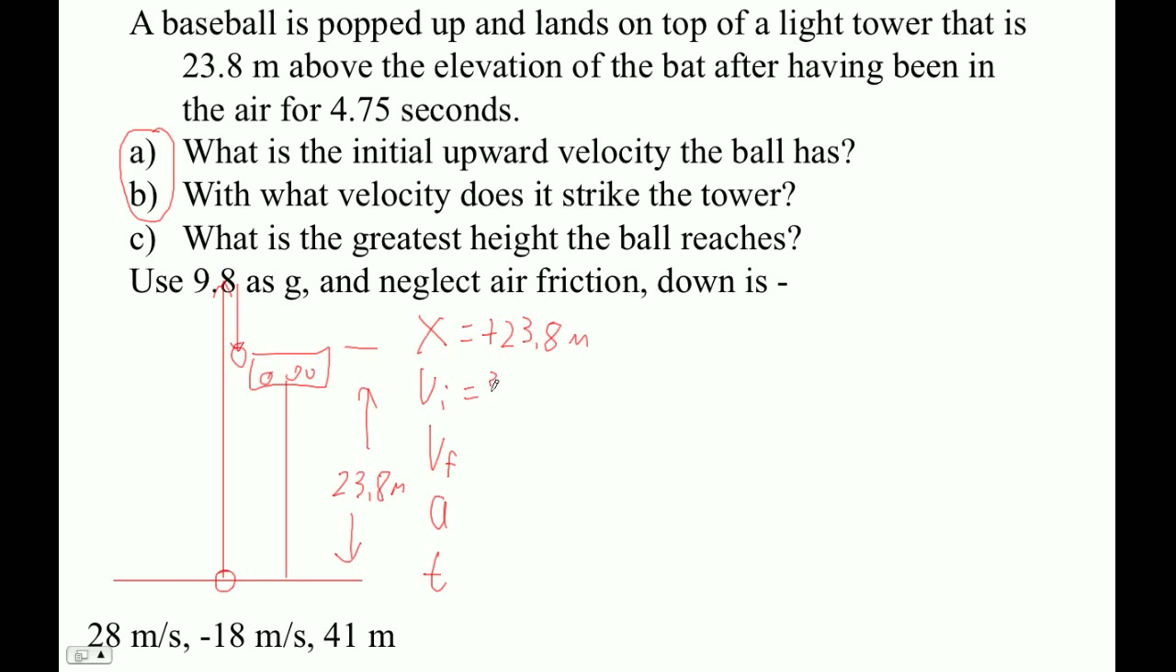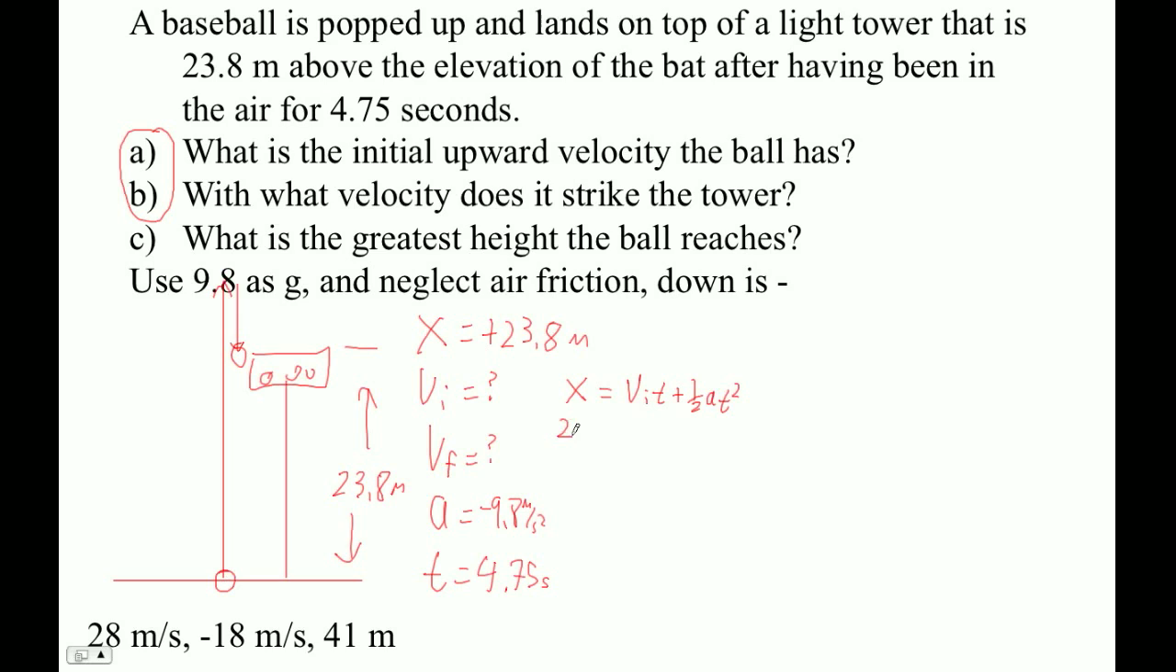Our initial velocity we don't know. Final we don't know. How can it be solved? And then this is negative 9.8, and this is 4.75 seconds. I think the only way to get into this is to use the formula X is VI T plus 1/2 A T squared.